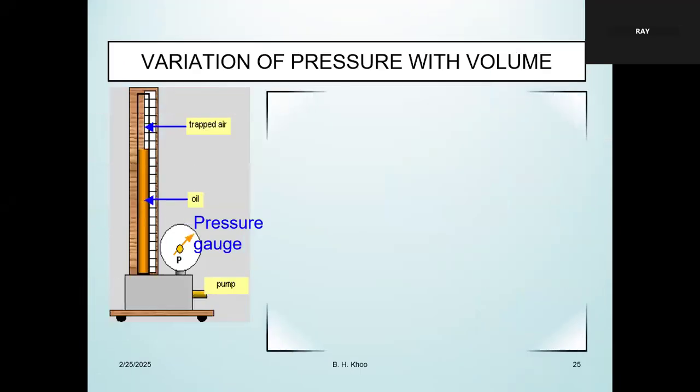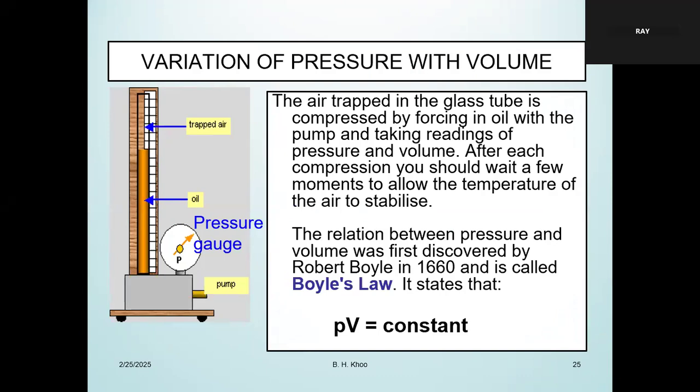That's the apparatus. There's your trapped air. There's your oil. Air is trapped in a glass tube. It is compressed by forcing oil with a pump, taking readings of pressure and volume. After each compression, you should wait for a few moments to allow the temperature of the air to stabilize. When you compress it, the temperature is likely to change. That's why you have to leave it for time for the temperature to return to the surrounding temperature.